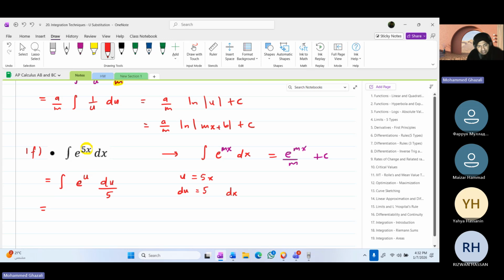And if I integrate e to the power u, it's just e to the power u. Don't forget the 1 over 5. What is e to the power u? E to the power 5x plus c. So if I change this m into a 5, it just becomes e to the power 5x over 5 plus c. So you've got to remember these forms, okay? So I don't have to keep it like that. I can just say it's over 5. Right, so that was exponential form. Next one.